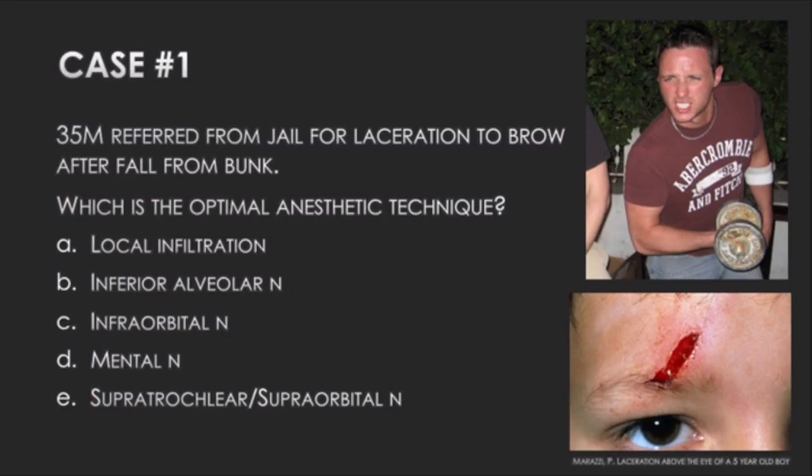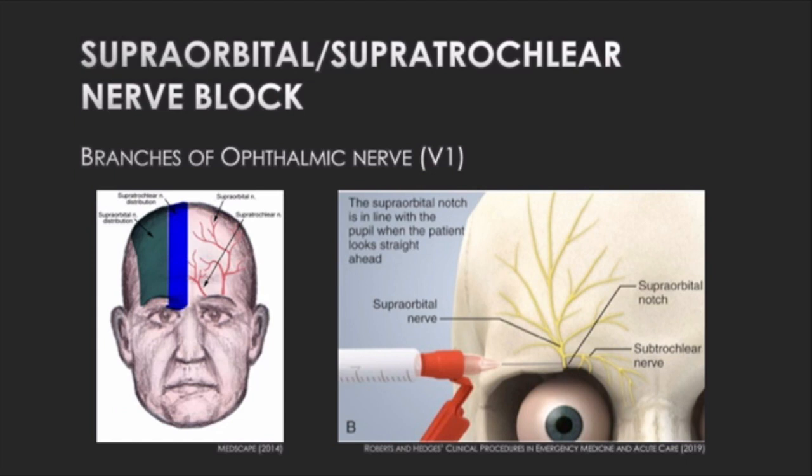All right, so back to our case. So now we have a laceration to the brow. What would you use to numb him up? I'm going to call on Dr. Kobner. Good. All right, so in this case, you'd want to do a supraorbital / supratrochlear nerve block.